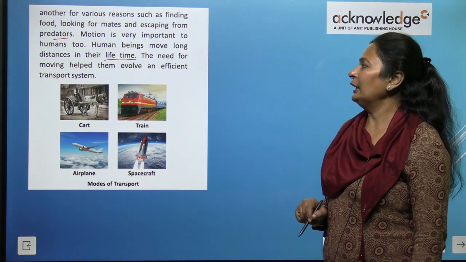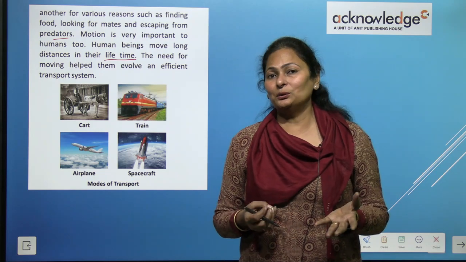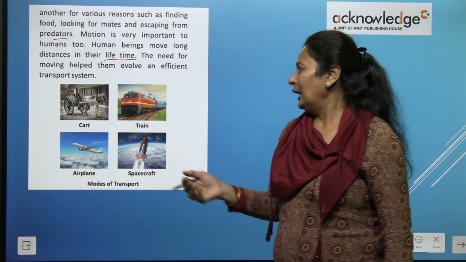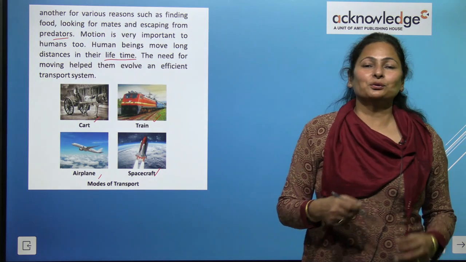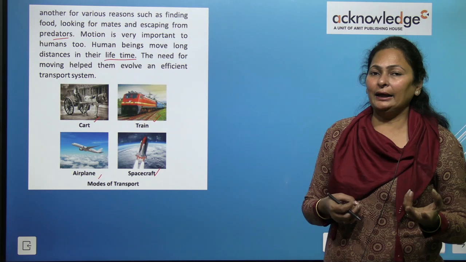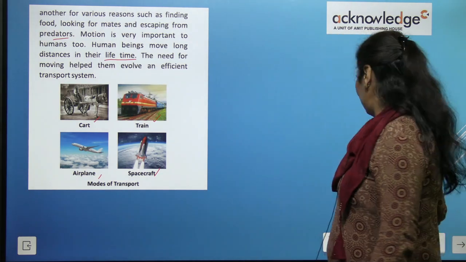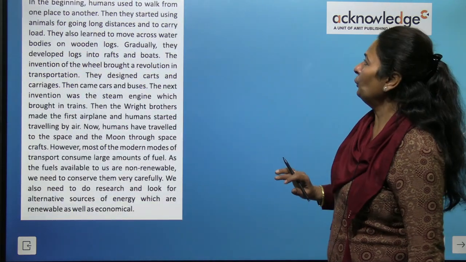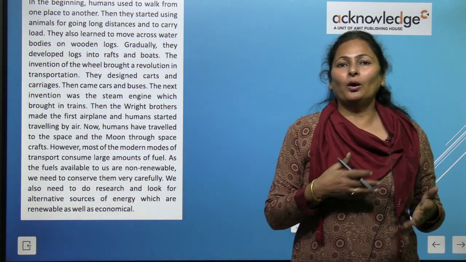The need for moving helped us evolve an efficient transport system. We use the transport system to move from one place to another. The car, the train, the airplane, the spacecraft. The means of transport depends on the time, the distance, and the money involved, right? We have already understood this in the previous chapter. So in the beginning, humans used to walk from one place to another. We used to walk by foot.